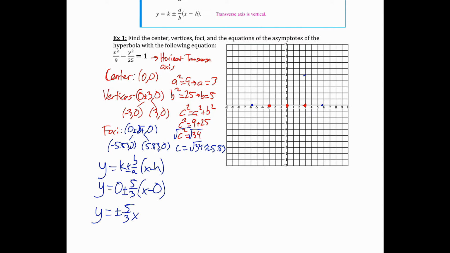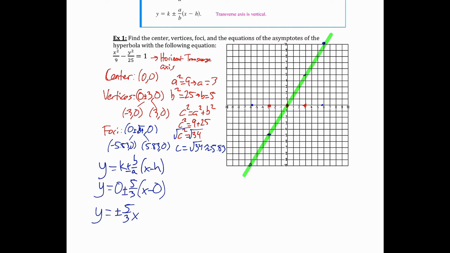Oh, my goodness, I'm having a hard time drawing. Up 5 over 3 again. And we can also take that line and go in the opposite direction. So we can go down 5, 3 to the left. Down 5 more, 3 more to the left. And I'm going to draw this on with a highlighter, because remember, this is not actually part of the graph. This is just a reference.